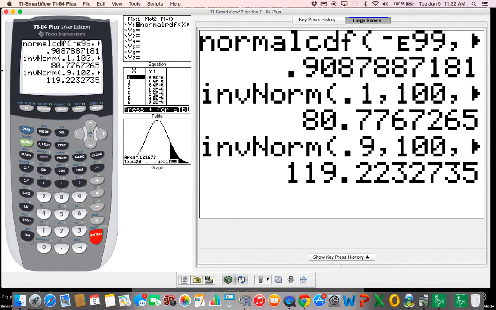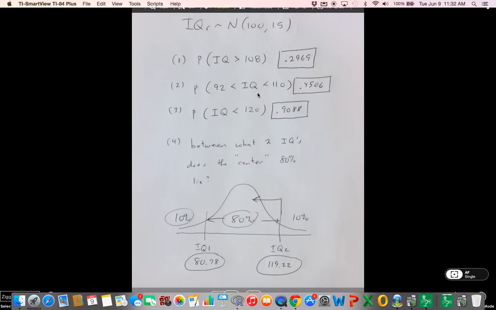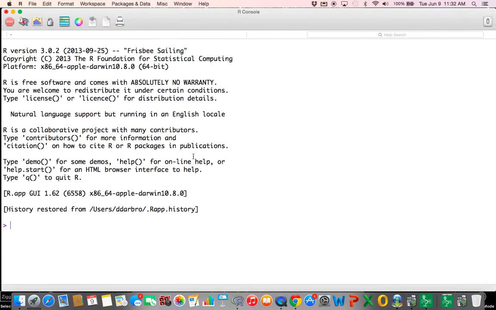Now, how would you work these same problems on R? Now that we've got the correct answer, and we know we do, how would we work the same problems? Well, guys, there's a p-norm option, and p-norm always gives you percent below. Let me get out of here and do some teaching before we start punching buttons.